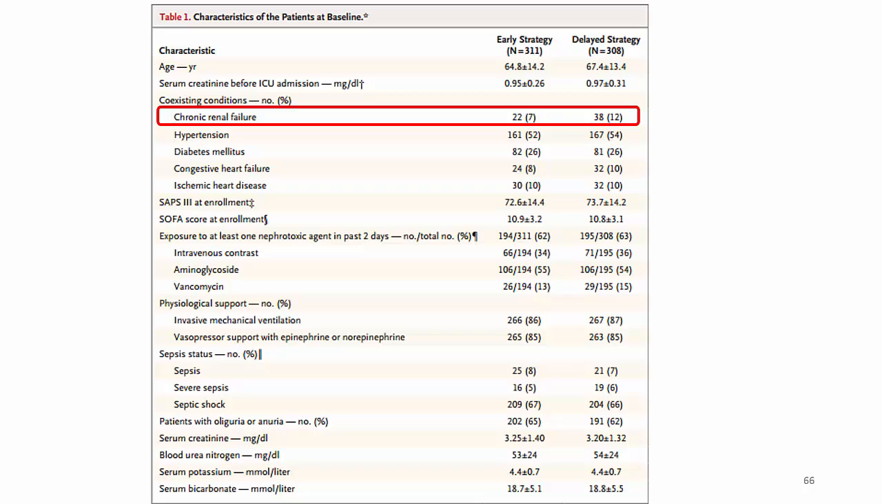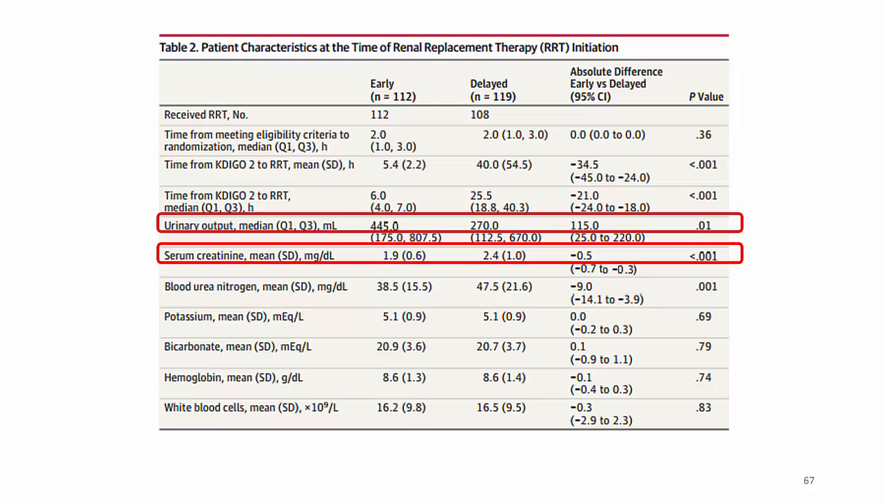The patients with the delayed strategy had more chronic renal failure at baseline, significantly so. Unclear if it's significant or not, but this is the only difference in baseline characteristics. The urine output and the serum creatinine were significantly better in patients in the early arm. So the early arm had more urine output and significantly less serum creatinine, which makes sense. That was at randomization. Their average creatinine was 1.9. Even 2.4 is still early for dialysis in a lot of our patients. So they started dialysis at this point.